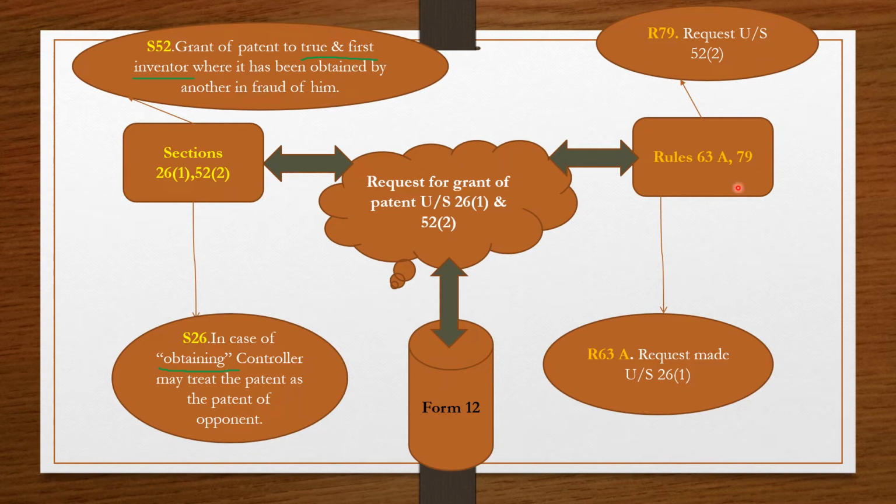Next, the relevant rules are rule 63A and rule 79. Rule 63A has the title request made under section 26 subsection 1 and rule 79 is request under section 52 subsection 2. Okay, I hope the whole slide is clear right now. So please try to remember this slide and set it in your mind so that whenever a question relevant to this comes, you can very well answer it. Okay friends, let us proceed.